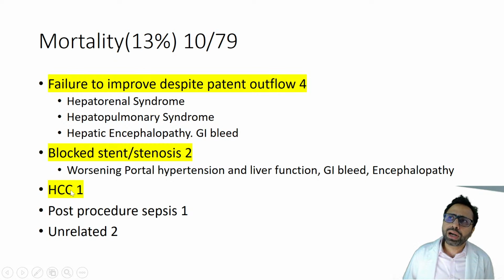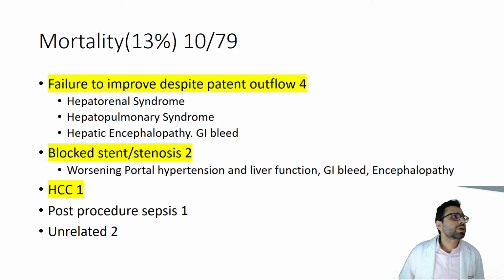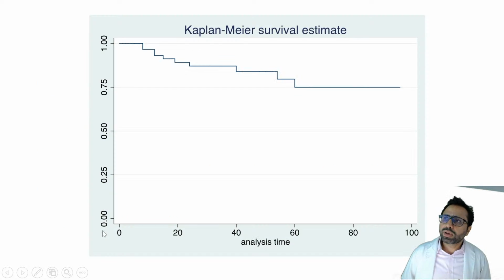This is well reported in adults, and that's what Amit was talking about, looking at these nodules on imaging, whether it is HCC or not. So this is a predisposing factor for hepatocellular carcinoma also. And 2 deaths were unrelated. If you look at the survival analysis, where the outcome is death, survival is around 75% in this large series.